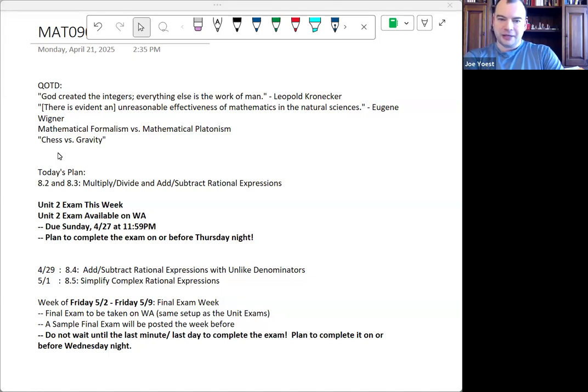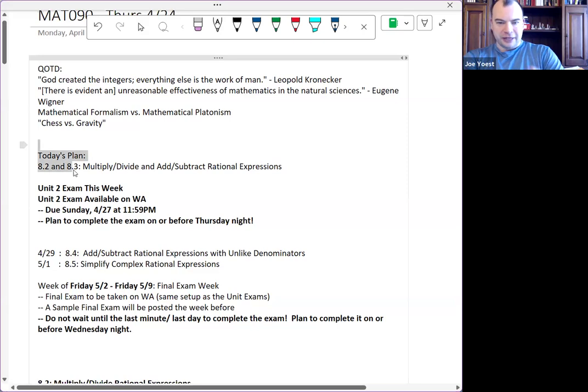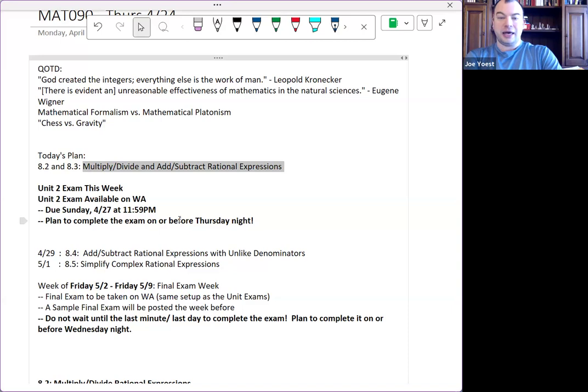Okay, so welcome back. The plan for today is to work through sections 8.2 and 8.3, continuing with our discussion of rational expressions, continuing with operations on them, and looking at multiplying, dividing, and adding and subtracting rational expressions.